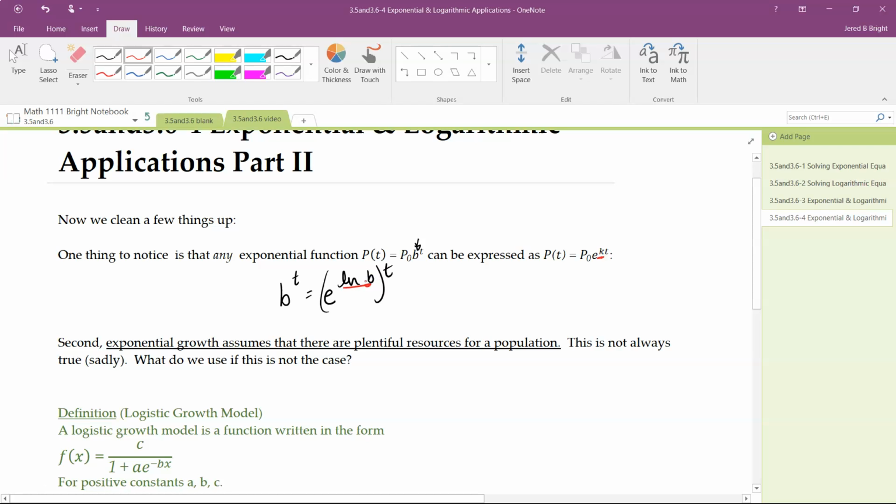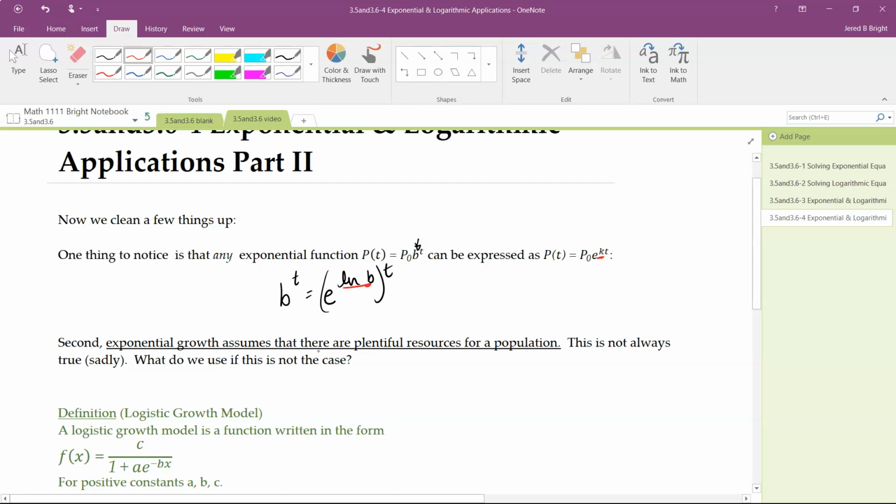Now, the other thing is that when we use exponential growth models, we assume that there are plentiful resources. For example, right now in the world, COVID-19 is spreading rapidly, at least in the United States. So we can assume that there are plentiful resources, plenty of people for the coronavirus to go through. That's why we can use an exponential growth model in certain cases.